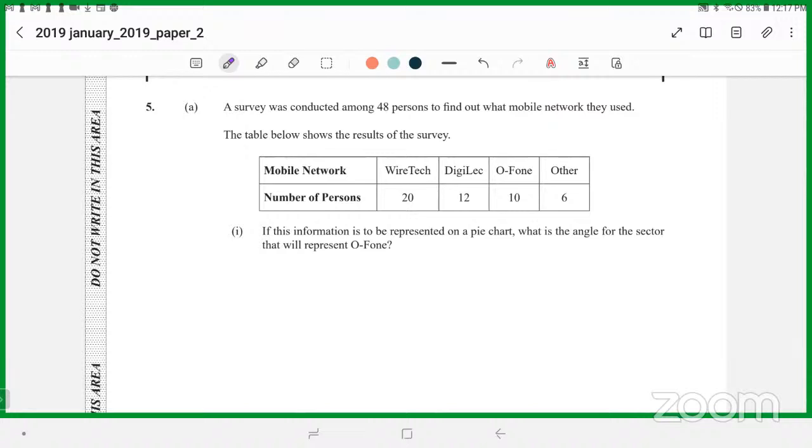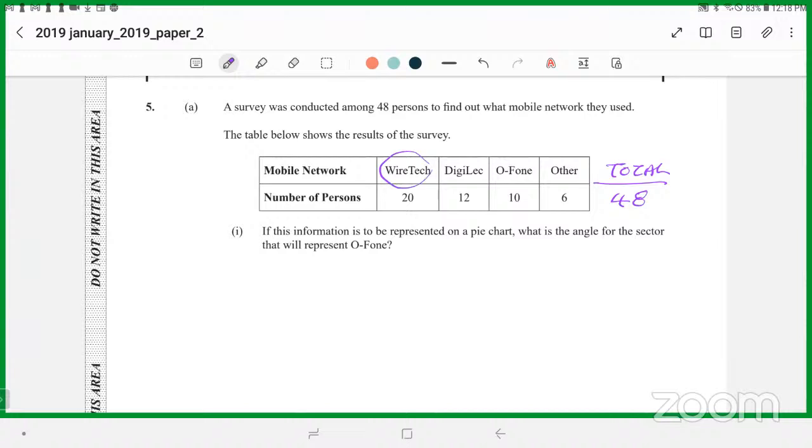So let's go. This one says, a survey was conducted among 48 persons. So everything important. So I know that the total number of persons must be 48. I'm going to write it out here from now. Total number of persons is 48. I don't want to lose sight of anything. To find out what mobile phone or what mobile network they use. The table below shows the results.